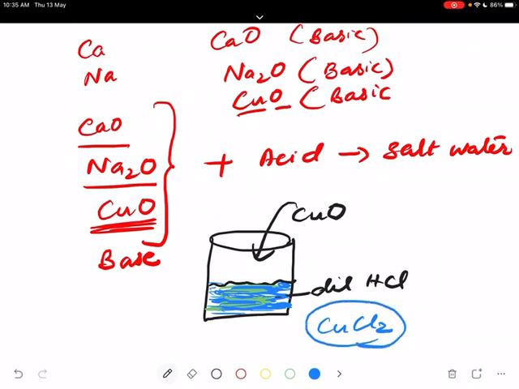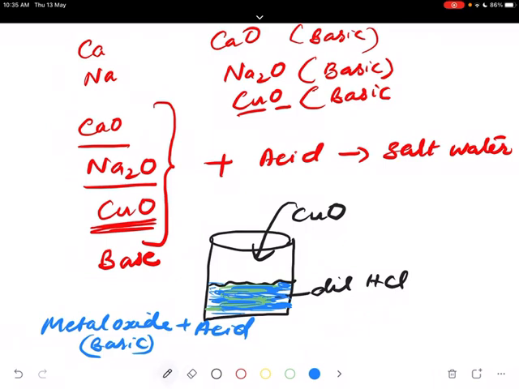So the general equation you can write in this format: metal oxide plus acid. Metal oxide is basic. Metallic oxides are basic in nature. So what is formed? Salt and water. So this is again an example for neutralization reaction only. Metallic oxides are basic in nature.